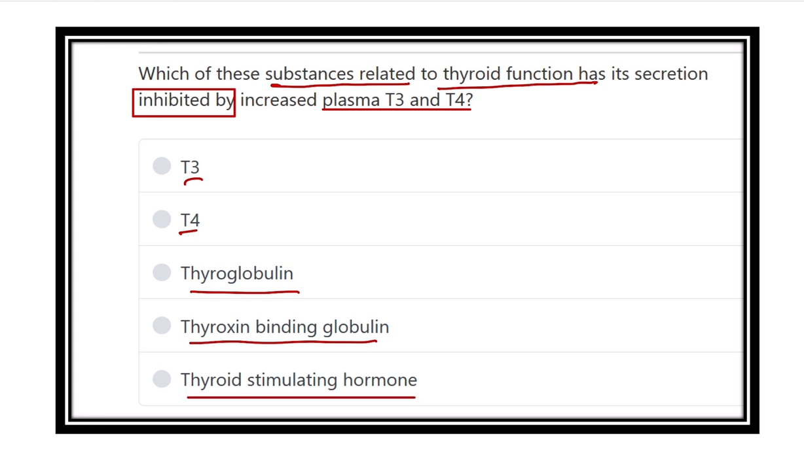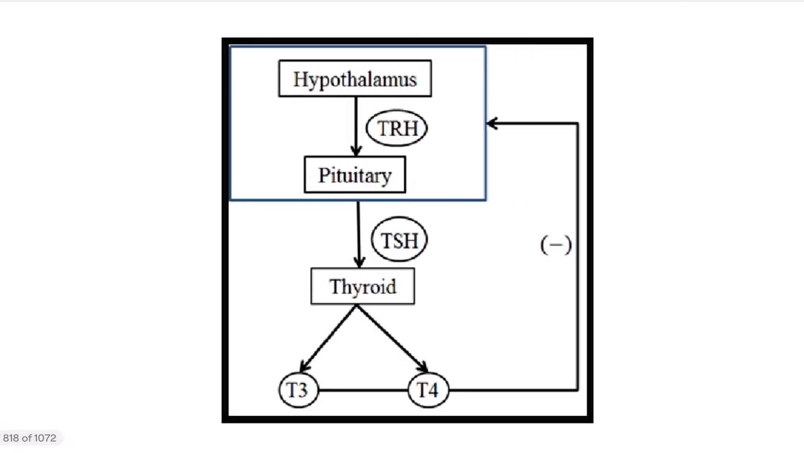So we have to find out the substance which inhibits the thyroid gland secretion or thyroid gland function when T3 and T4 increase. For this condition, we have to see details about the feedback mechanism.